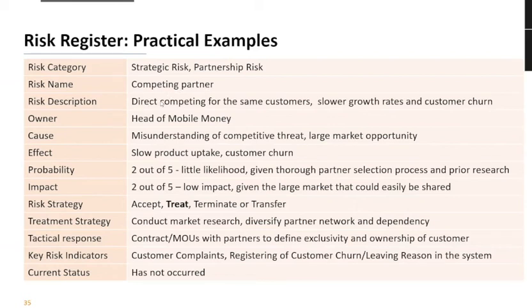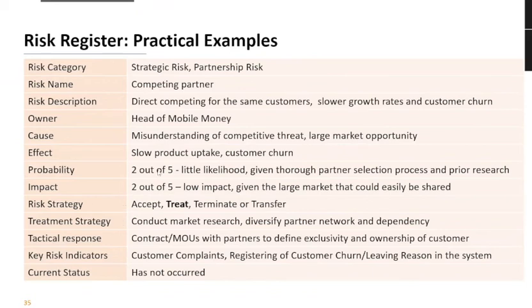Risk description, short description: the partner will be directly competing for the same customers, which is slower. Owner: head of mobile money. What is the cause? Misunderstanding of competitive threat and large market opportunity. Between the partner and the bank, there's a misunderstanding of the competitive threat. Effect: slow product uptake and customer churn.